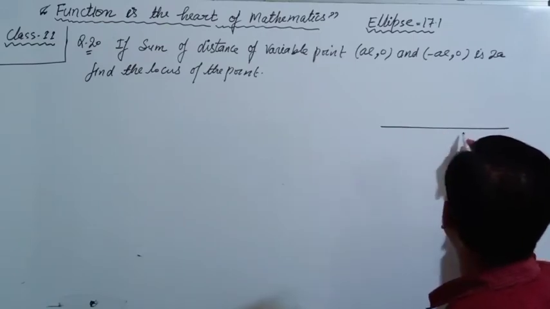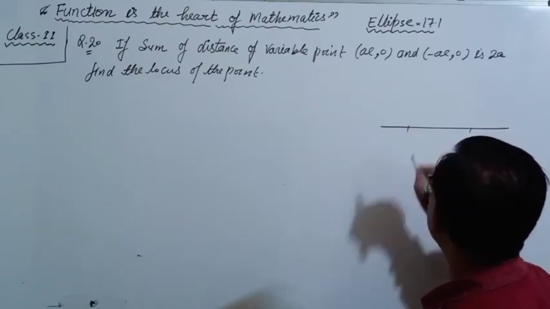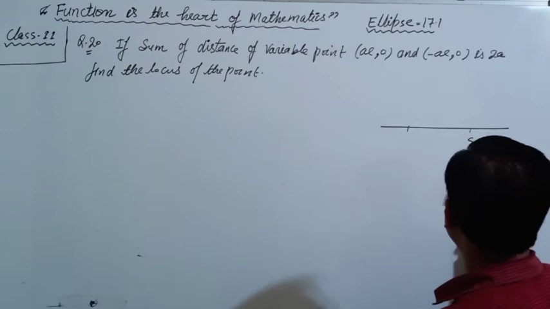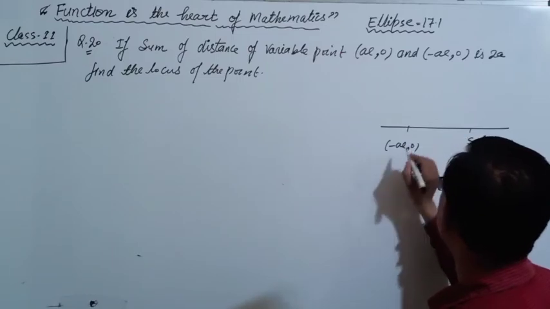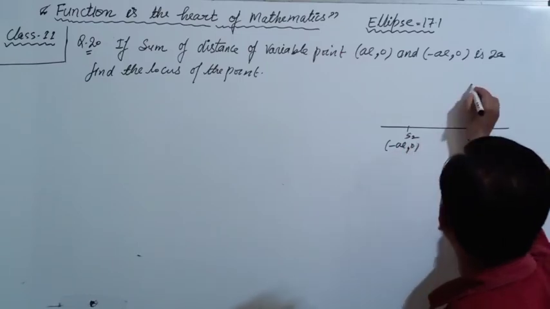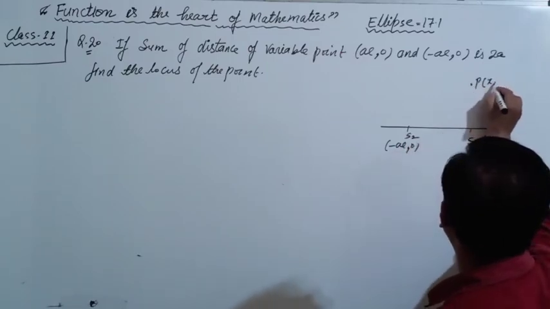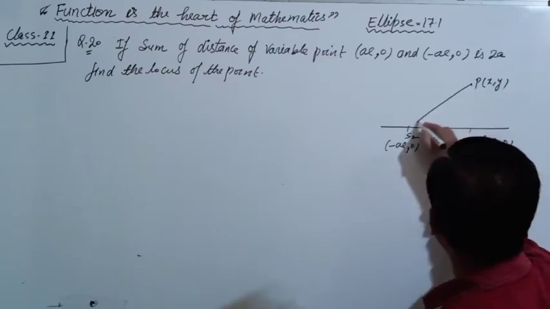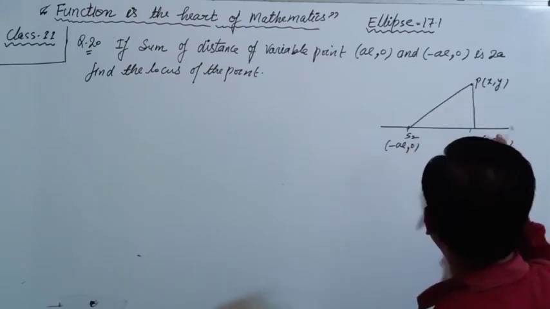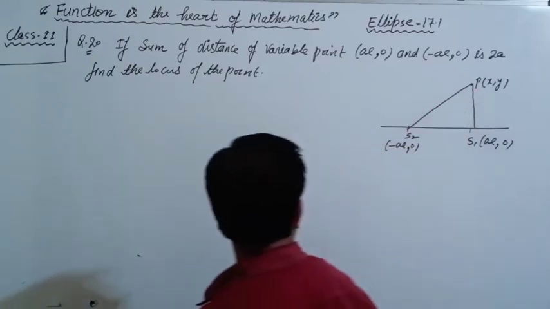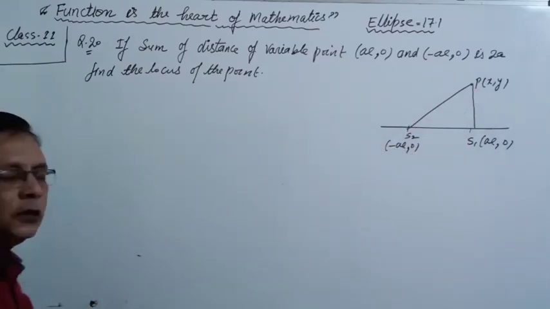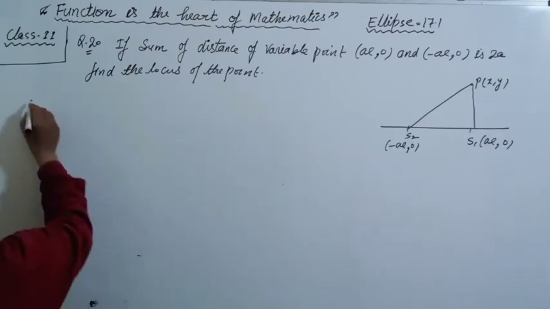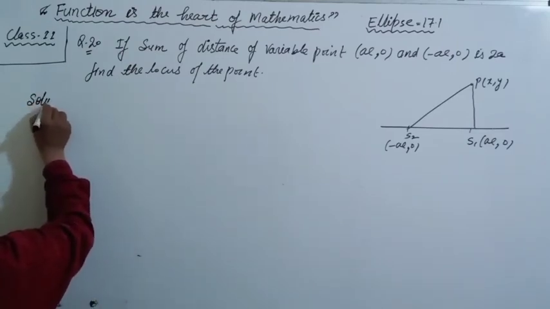Here we have 2 points. Suppose this is S1, the point (ae, 0), and another point (-ae, 0), this is S2. We have a point P, a movable point (x, y). If the sum of distances is 2a, then we are going to find the locus of that point. Now start the question.